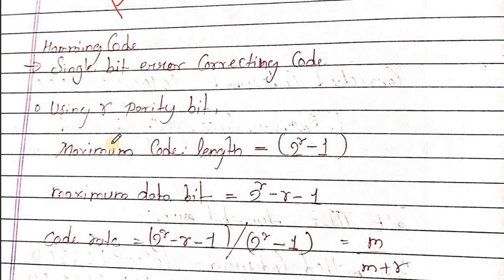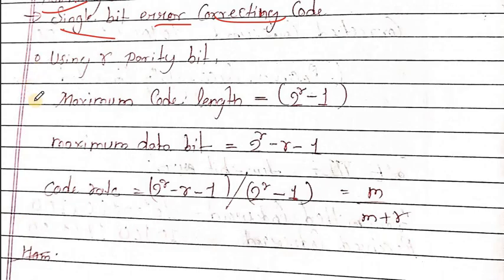Now the analysis of the Hamming code: it is a single bit error correcting code. It can only correct a single bit error. The maximum length of a Hamming code should be 2 to the power r minus 1, where r is the number of parity bits. If there are 3 parity bits, then the maximum length is 2 to the power 3, which is 8, minus 1, which is 7. The maximum length of the Hamming code should be 7.